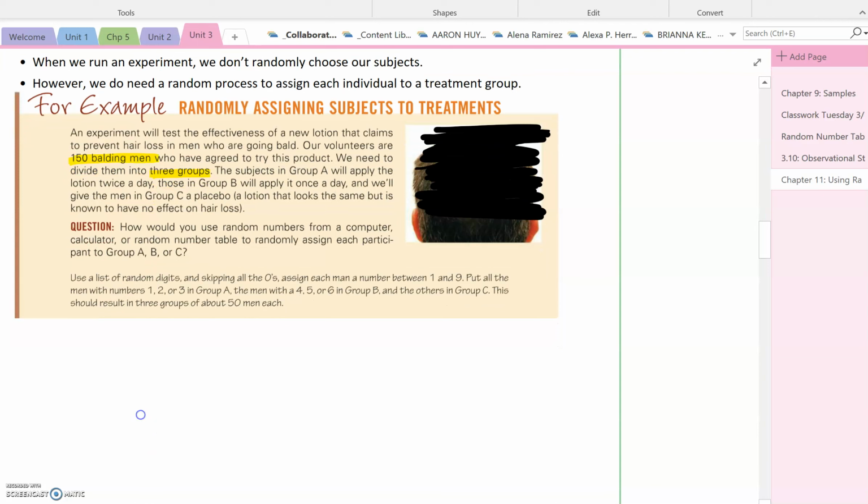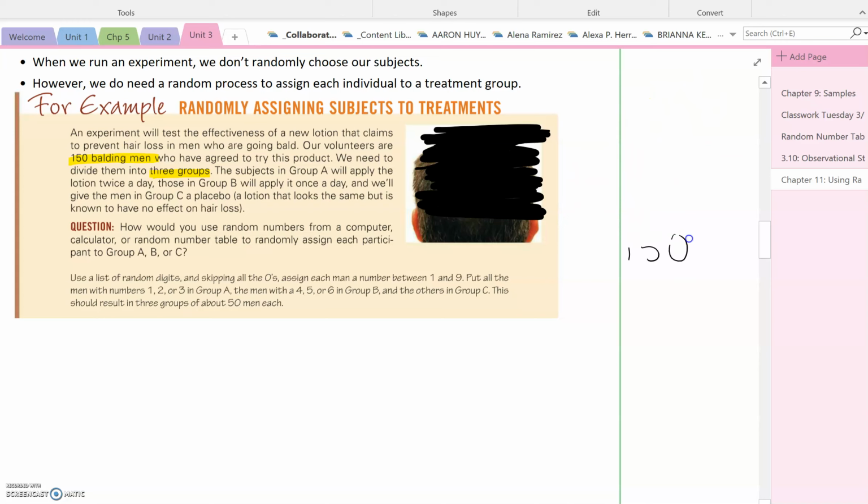Okay, so I would use a list of random digits and skip all the zeros, assigning each man a number from 1 to 9. The reason we can't use the same process as before is we have 150 balding men. That means we have some 1-digit numbers, some 2-digit numbers, and some 3-digit numbers, and that really overcomplicates things, because before we could make our 1-digit numbers 2 digits by just putting a 0 in front of them, but it's a little hard to do that for all the other numbers.